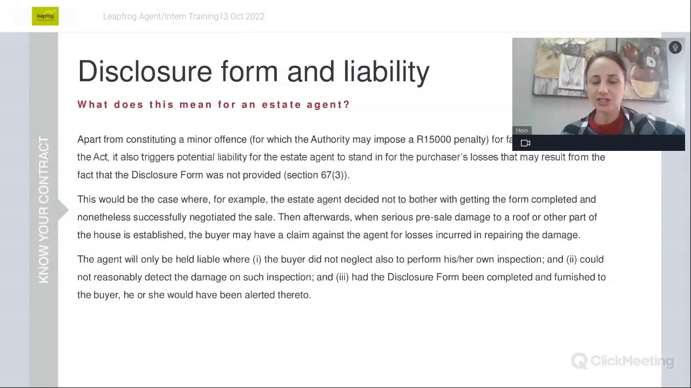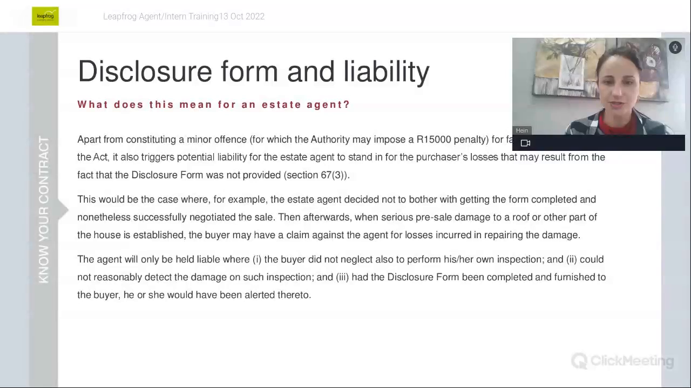So as an agent, if you fail to secure your disclosure form, completed and signed by your seller, you will be committing a minor offense. That could get you in trouble with the board, and a fine may be imposed not exceeding 15,000 Rand.